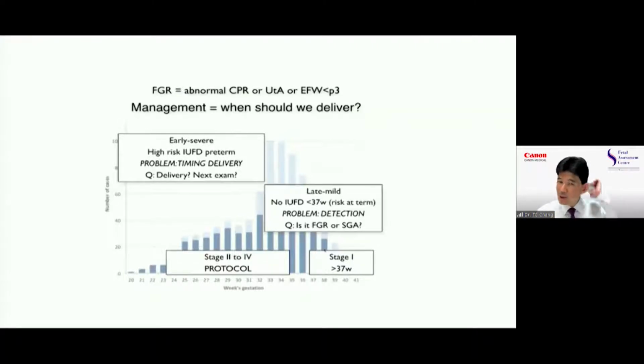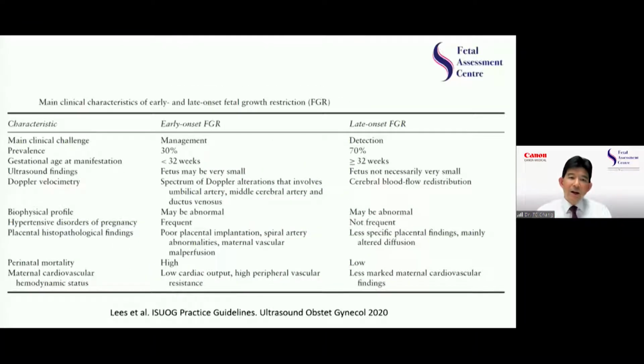Interestingly, the ISUOG guidelines don't really mention anything about stage 1, 2, 3, or 4, but early versus late. And I think that is correct. We just want to keep it simple for our clinicians. You've got to decide if it's early or it's late FGR. There are such differences in characteristics. Early FGR contributes about 30% to all the FGRs that we diagnose. A lot more of the FGRs are actually late FGR, 70%. Okay? As I mentioned, the challenge with early FGR is management.